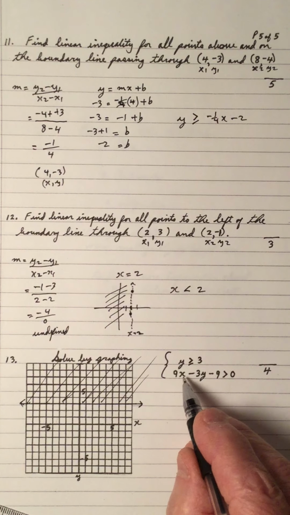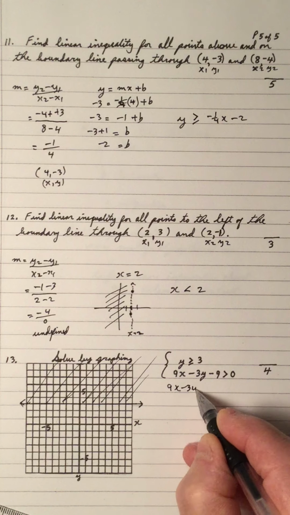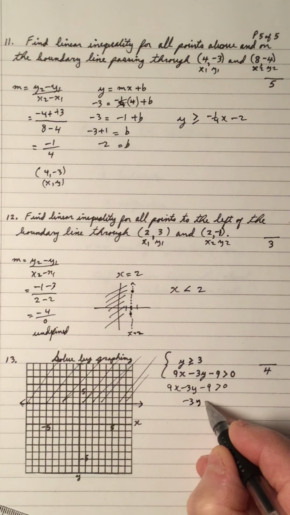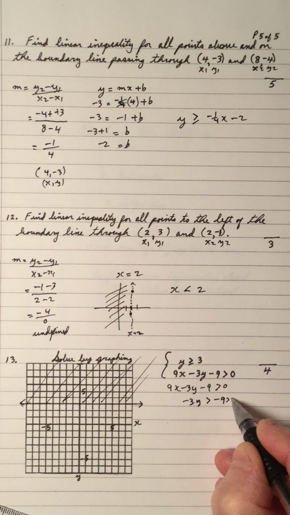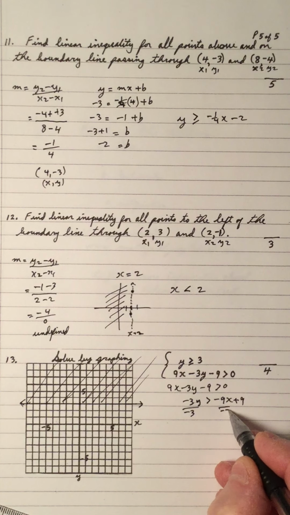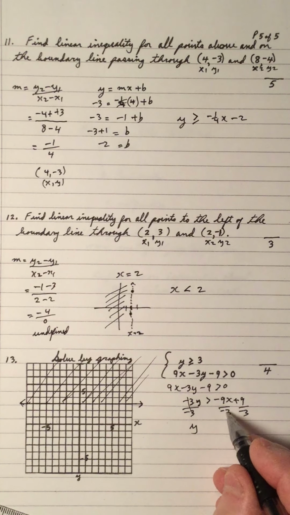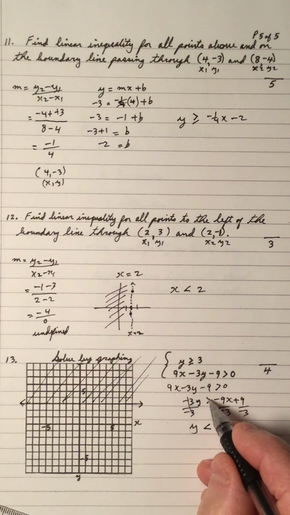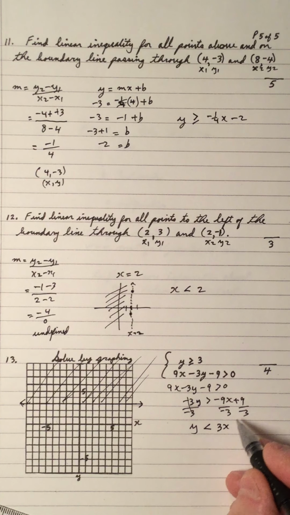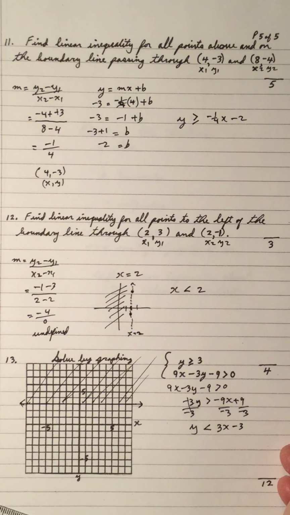Now we have to solve this inequality. So 9x minus 3y minus 9 is greater than 0. Negative 3y is greater than negative 9x plus 9. And we divide by negative 3. The 3's cancel, and because I'm dividing by a negative, it changes direction. Greater than becomes less than. Negative 9 divided by negative 3 is 3. Positive 9 divided by negative 3 is negative 3.